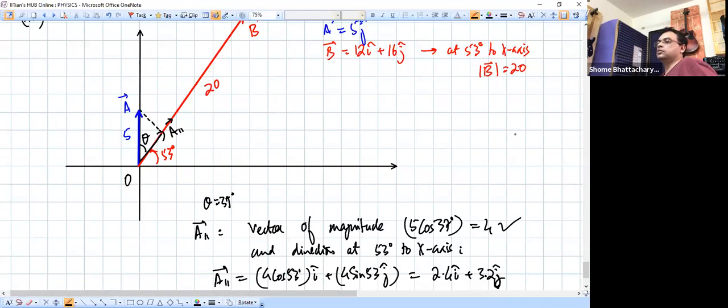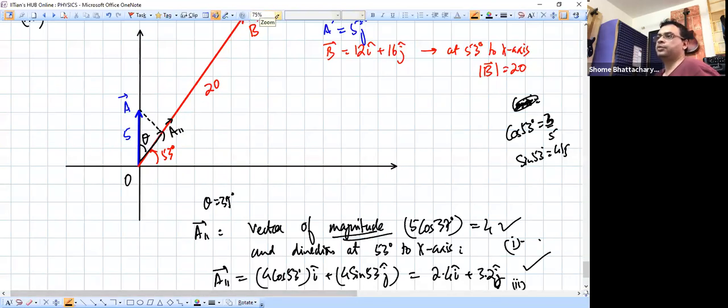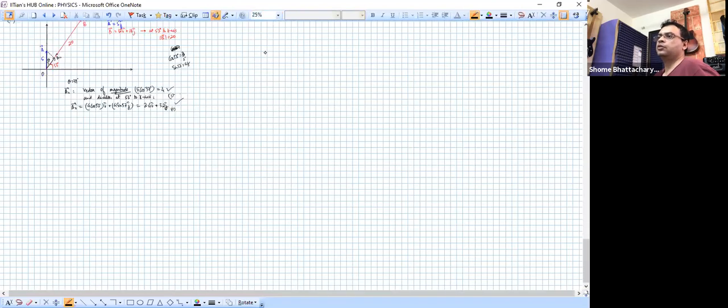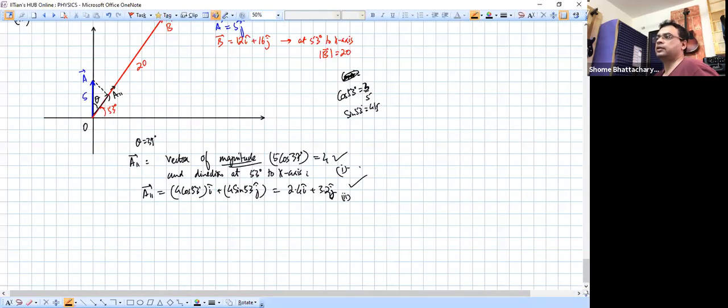Because remember, cos 53 is 3 by 5 and sin 53 is 4 by 5. So just use that over here. So this justifies both the answers. That magnitude, how much is it? It is 4, which was the first part's answer, and the projection, how much is it? This is the second part's answer. So understood now how the whole thing is justified from the geometry.